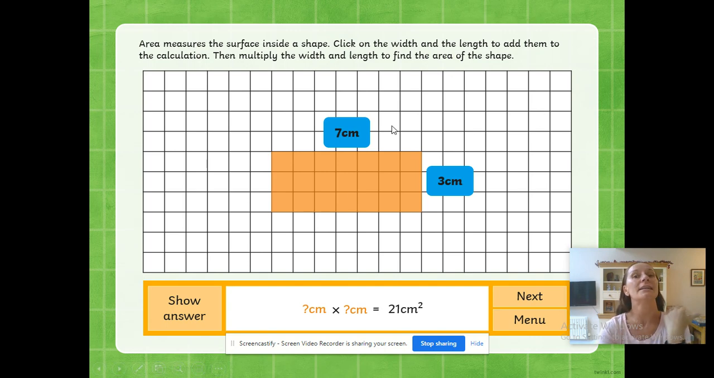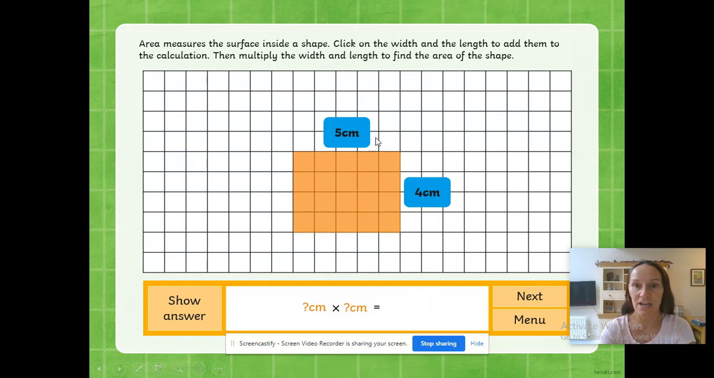And the way we calculate area of a rectangle is we multiply the length by the width. So 7 times 3, as you can see down here, the answer's already there waiting for you, is 21 centimetres. And with this little 2 there, that means centimetres squared, just like you can see on this grid here.